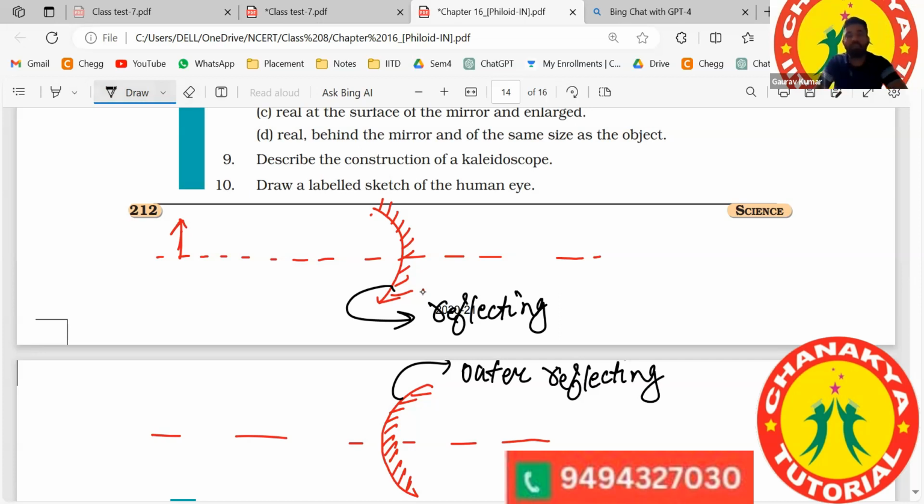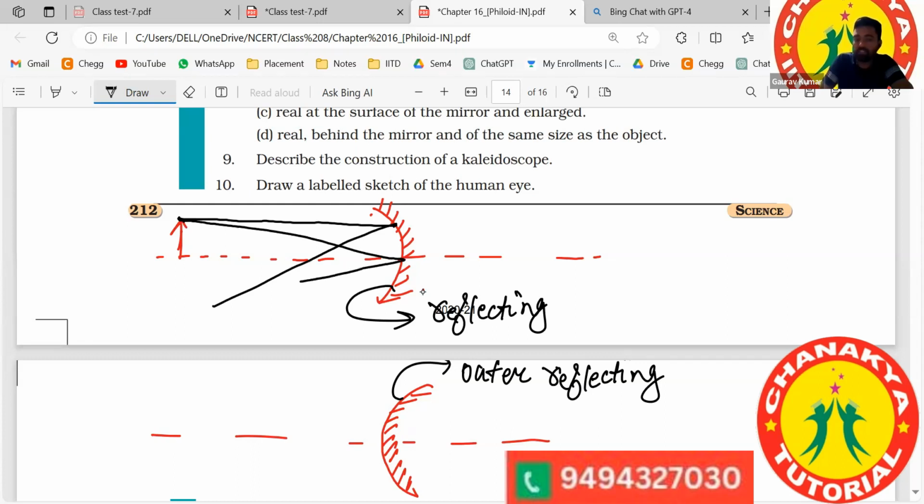What happens when a ray of light comes out of an object? It travels, you know that a ray of light always travels in a straight path. So it will travel like this and it goes like this. Similarly, one ray goes like this. So this is ray tracing of an object.